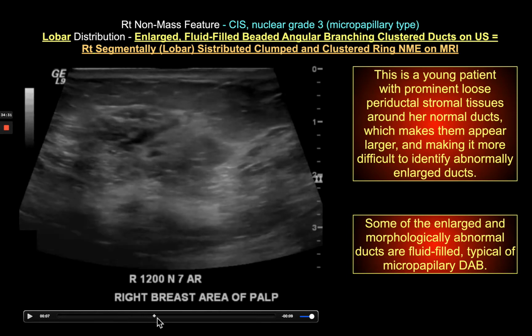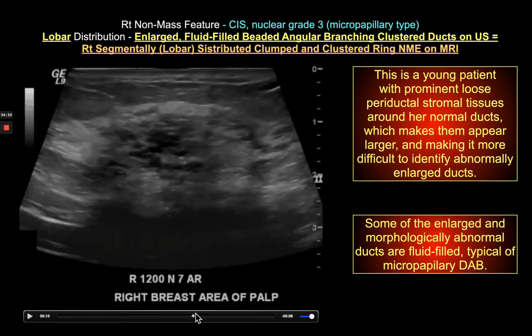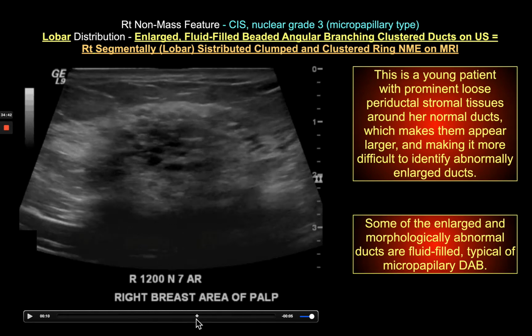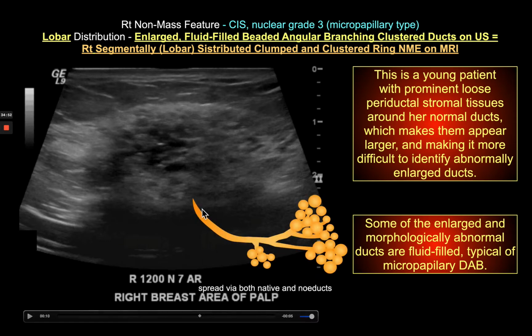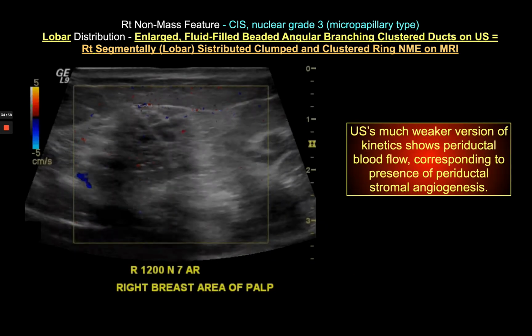And what I want to point out is that we have some larger, really weird, beaded, angular, changing in caliber central ducts. These are the native ducts that are involved with the micropapillary DAB. And then we have some smaller microlobulations that represent the neoducts around the periphery. So what we're seeing here is a mixture of native ducts involved. These are the large, big black ducts and smaller neoducts around the side.